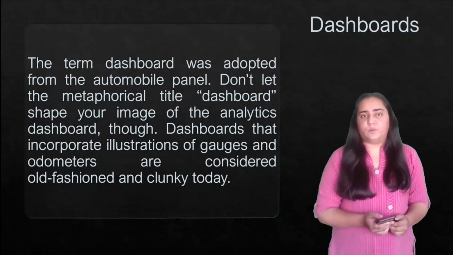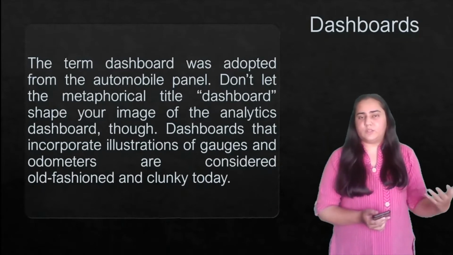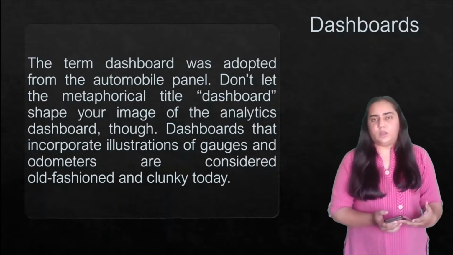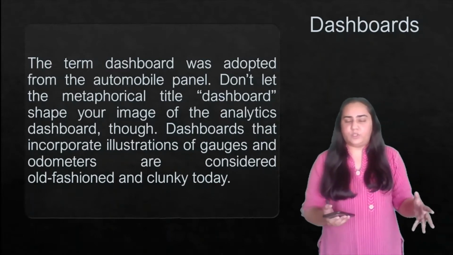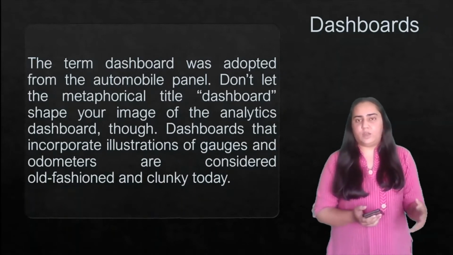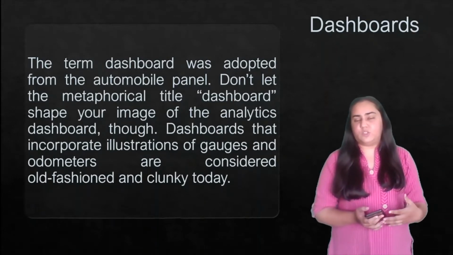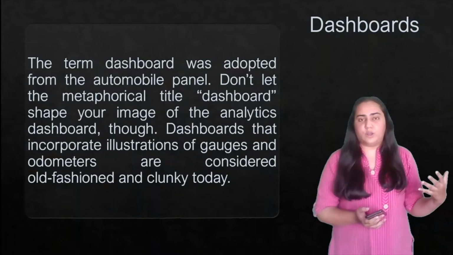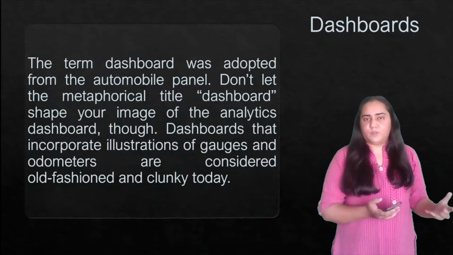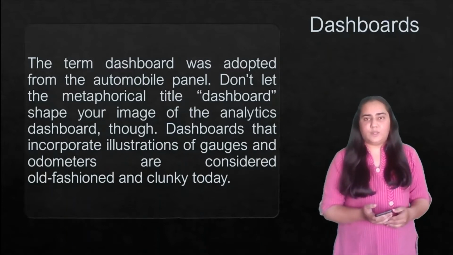The term dashboard was adopted from the automobile panel, but that does not mean that a dashboard is like what you see on your car. The space on your car, which is the dashboard, is where you keep everything. You have your steering wheel, you have all your meters, you have your controls for starting wipers and stuff, and you have also your air conditioner and also the music system. So all these things together, they form the dashboard of an automobile vehicle, and that's where the term dashboard comes from.